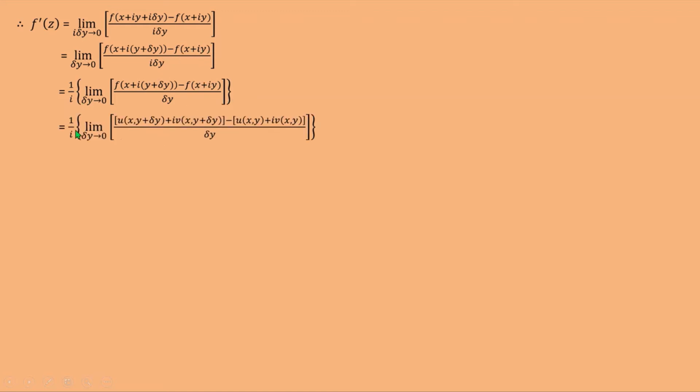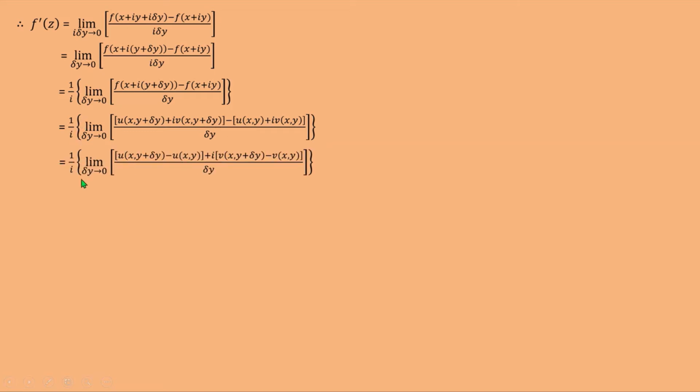1 over i is a constant, so take it outside of that limit. So we get 1 upon i limit delta y tends to 0, f of x plus i into the bracket y plus delta y minus f of x plus iy upon delta y. Put the value of f of x plus iy, which is u of x comma y plus i v of x comma y, and the value of f of x plus i into the bracket y plus delta y, which is u of x comma y plus delta y plus i v of x comma y plus delta y.